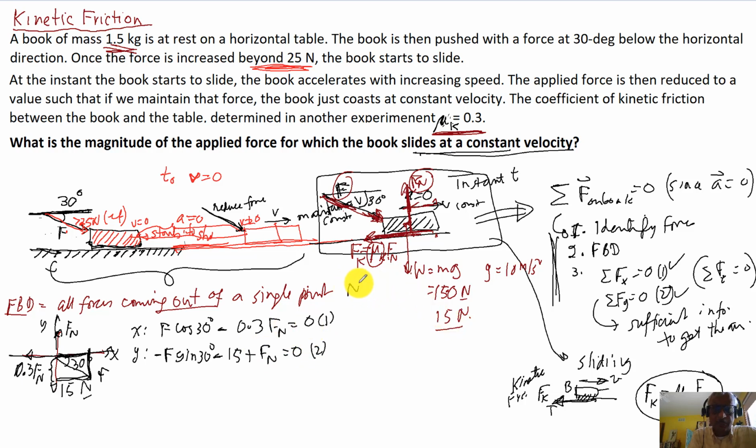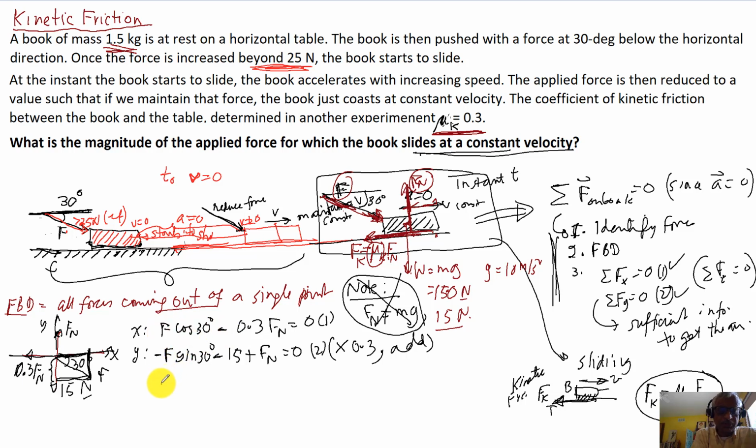Note Fn is not mg. You should never assume what Fn is. This is one of the major sources of error for beginning students. Here Fn will be found from these equations. Always Fn will be found from whatever the equation requires. So if I eliminate Fn from here, all I have to do is multiply this by 0.3 and then add these two equations, and that will get me there.